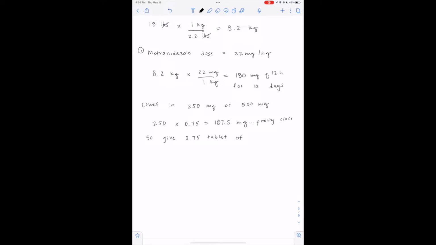And then per day, you want to multiply that by 2 to get 1.5 tablets. So 1.5 tablets each day. And then I believe the question was how many tablets for a 10-day course. So you're going to be giving 1.5 tablets a day, times 10 days, that's 15 tablets that you're going to want to prescribe.